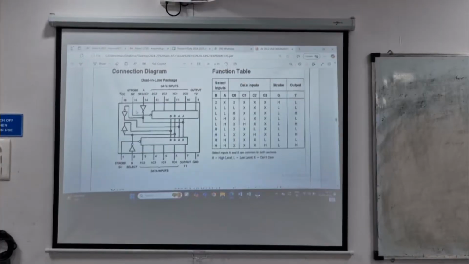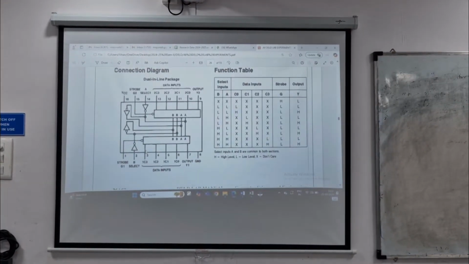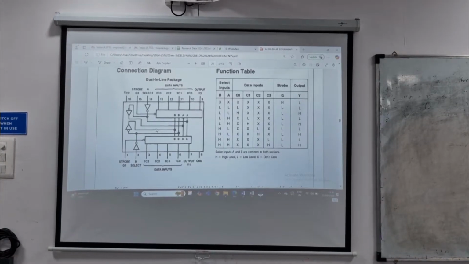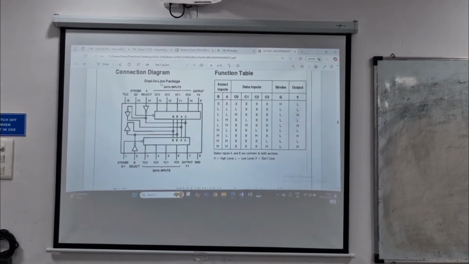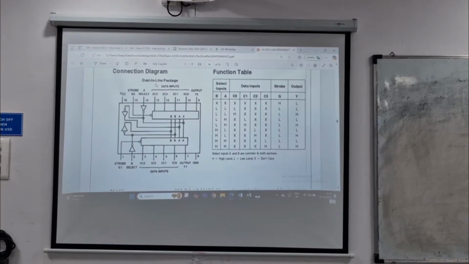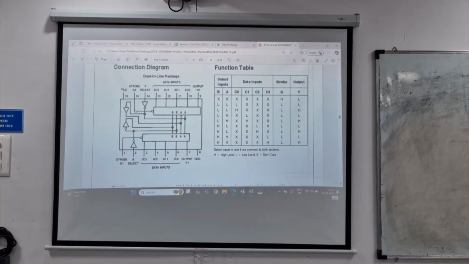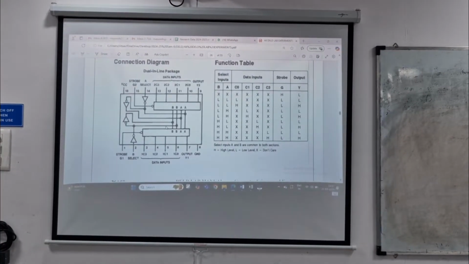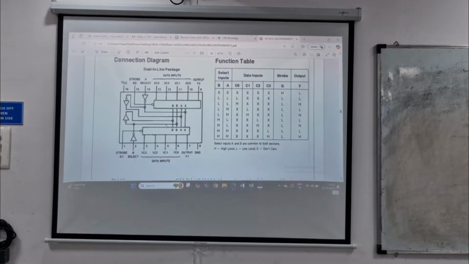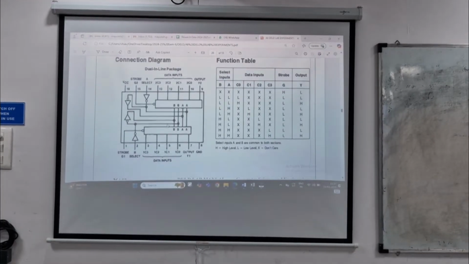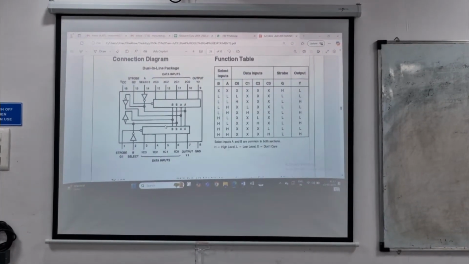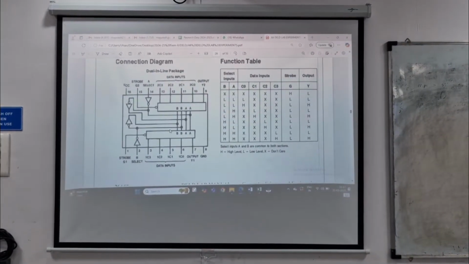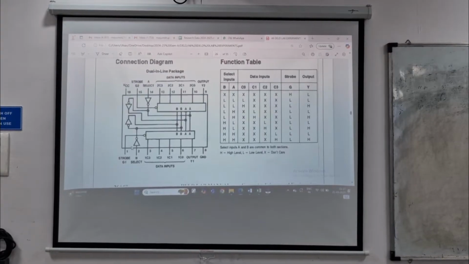But here, if you look at this particular IC, how many total pins are there? 16 pins are there. Now this IC is called a dual inline package. Why is it called a dual inline package? Because with the help of this IC, that is 74153, you can implement two 4:1 multiplexers. How many multiplexers can you implement with a single IC? Two 4:1 multiplexers. Understood everyone?